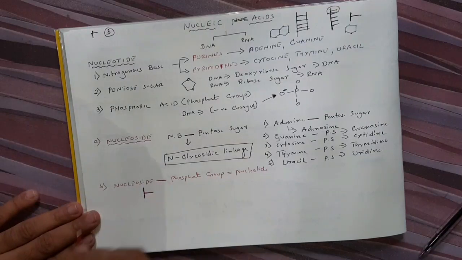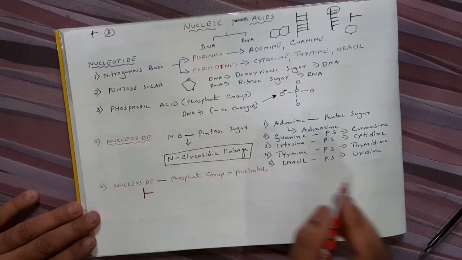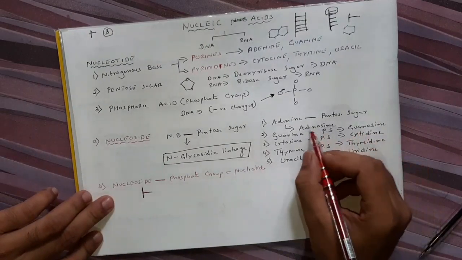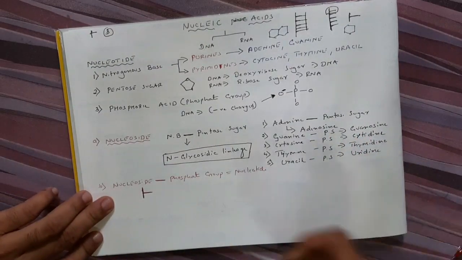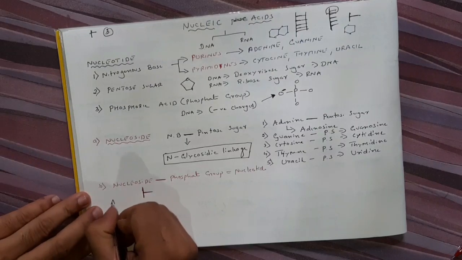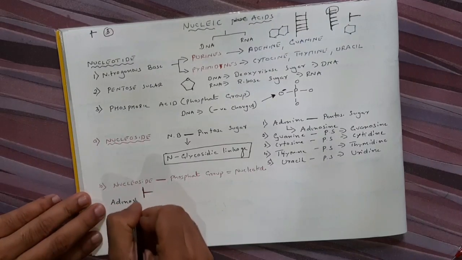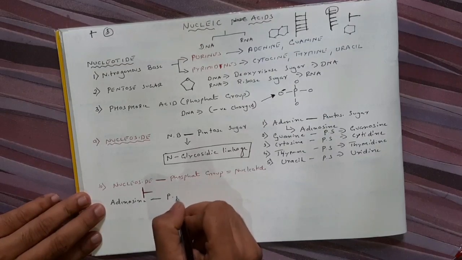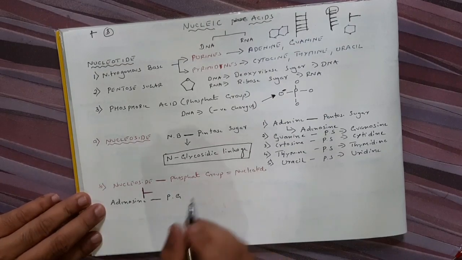Okay, so here I just want to tell you one more thing. Any type of nucleoside, you take this one, that is adenosine. Okay, let me just write here. We have one nucleoside here, that is adenosine. When it links to a phosphate group or phosphoric acid, let me just write this, phosphate group.